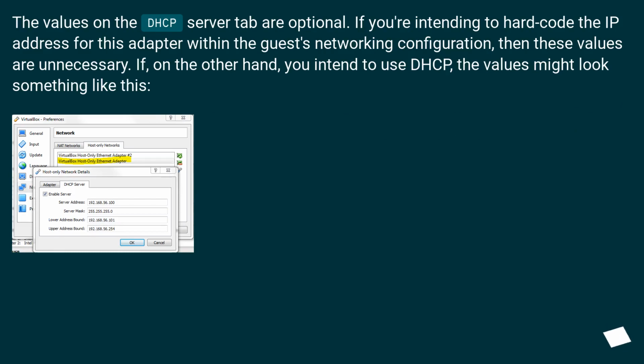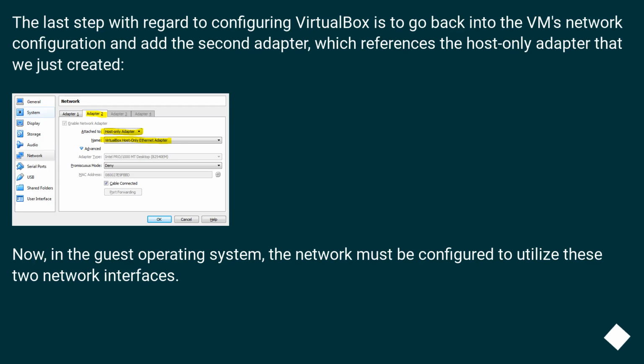The values on the DHCP server tab are optional. If you're intending to hard code the IP address for this adapter within the guest networking configuration, then these values are unnecessary. If, on the other hand, you intend to use DHCP, the values might look something like this. The last step with regard to configuring VirtualBox is to go back into the VM's network configuration and add the second adapter, which references the host-only adapter that we just created.